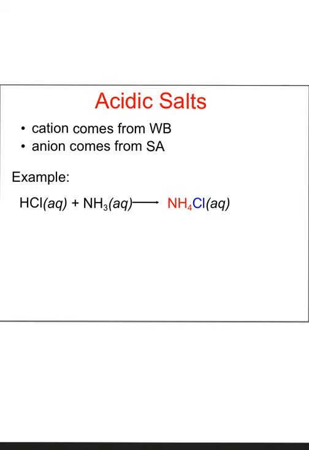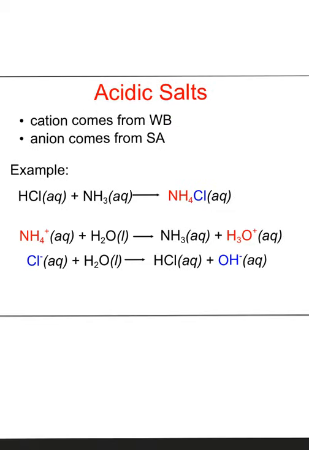All right, I also want to talk about acidic salts, same idea. This time the cation is coming from a weak base. That means it is the conjugate acid from the weak base. And then the anion is coming from a strong acid. So let's prove in this example, so again, strong acid, weak base, let's prove that this salt is actually making something acidic.